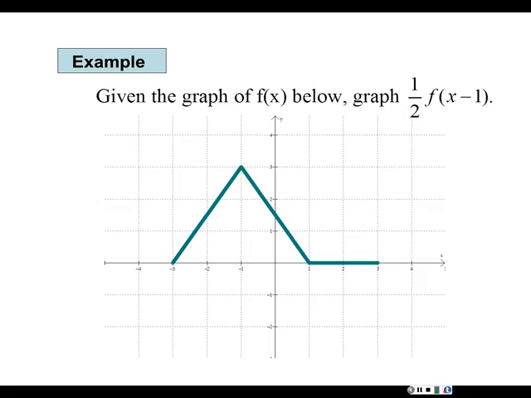First decide what you need to do. Your x is replaced by x minus 1. What does it mean? There is a horizontal shift, right? First of all, there is a horizontal shift. And the whole graph is multiplied by half. That means there is a vertical shrink. Shrink by what? Shrink by 2.